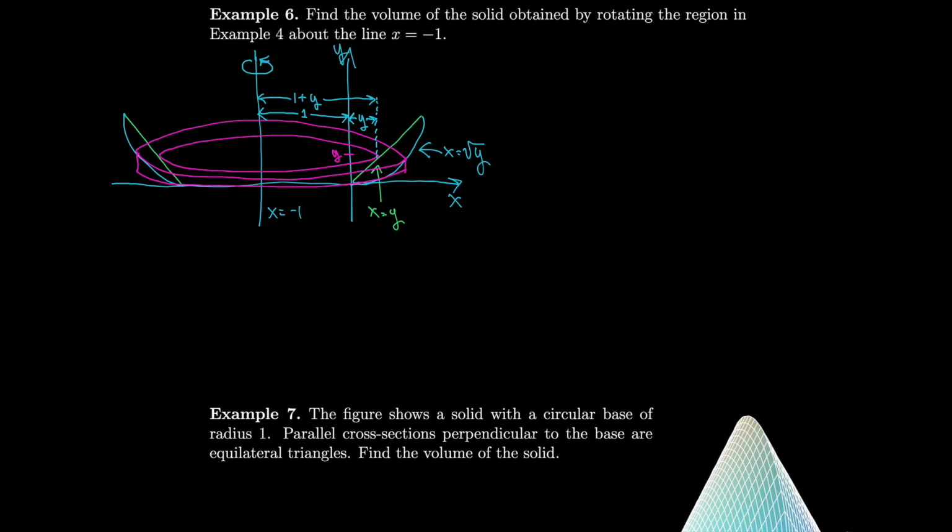So now I need the bigger one. Well, the bigger one, I need to know how far it is from here to here, which is how far it is for this function over here, which is x equals square root y. And then from here to here is 1 again, so that means that the entire big radius will be 1 plus square root y.